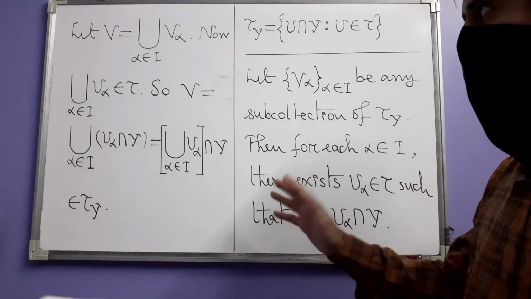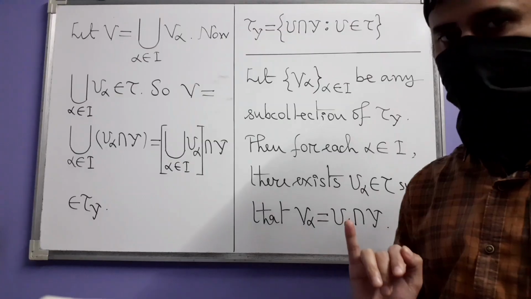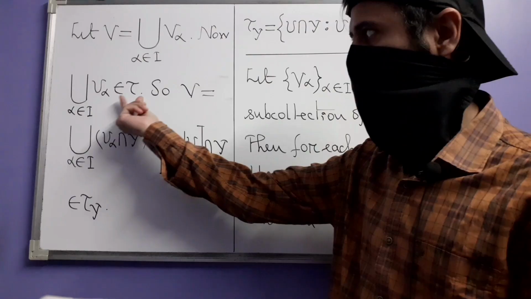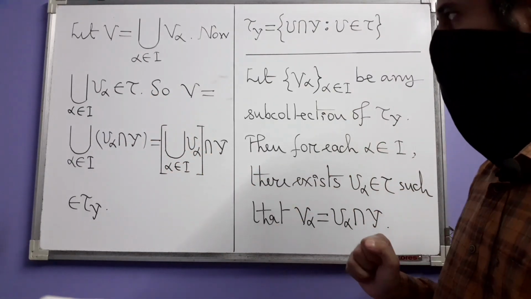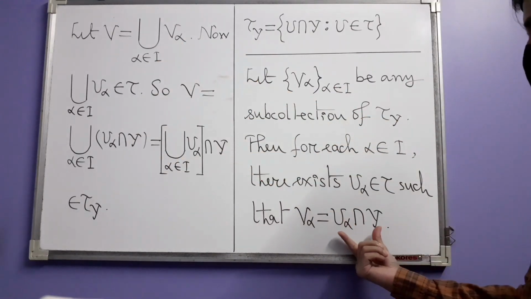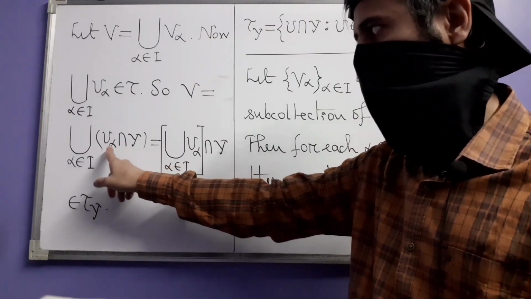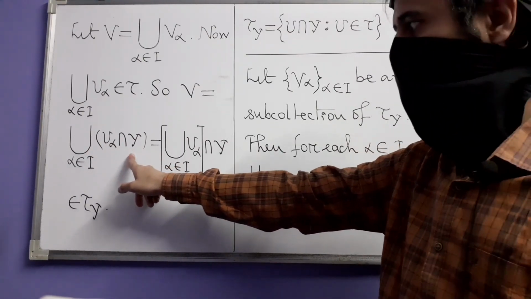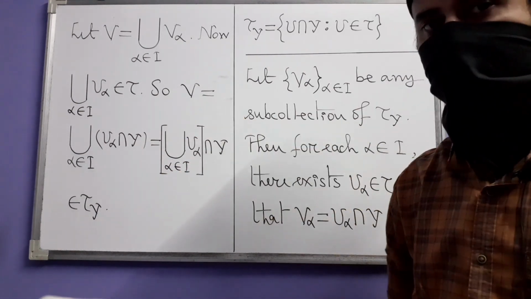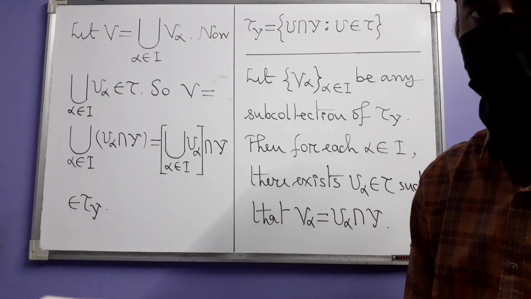Now simultaneously we note one more thing, that because all these U_alphas are coming from tau, and tau is already a topology, the union of all these U_alphas would also be an element in tau. And now we look at V again. So in place of V_alpha, you write U_alpha intersection Y. And we are looking at the union of such intersections. But that is equal to this, the intersection of Y and the union of all the U_alphas, by one of the general De Morgan's laws.